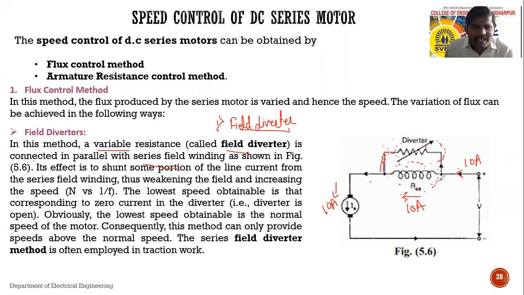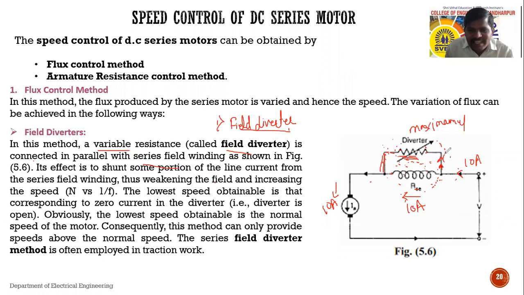Field winding च्या parallel मध्ये काय करतोय मी, एक resistance connect करतोय. Suppose initially the resistance has a value at maximum position. Resistance हा काय आहे, maximum. मी काय करतोय, add करतोय. That means resistance is at maximum position. When the resistance is at maximum position, that means minimum current flowing from this line, right? Yes, sir. होणारा करंट काय असेल, मिनिमम असेल.